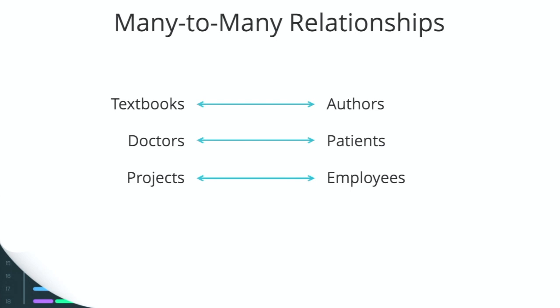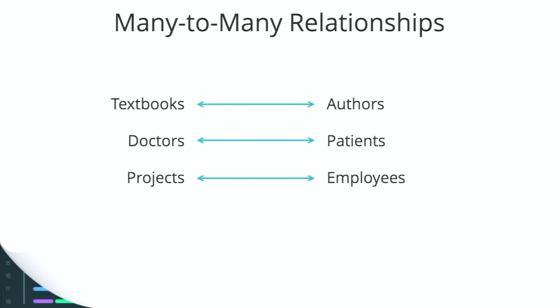Each one of those authors has probably written for multiple textbooks. Another example could be doctors and patients. Each doctor is going to have a lot of patients they attend to, and each patient may have multiple doctors, because they could have a skincare specialist and a cardiologist, whatever. And then finally, like the example I showed earlier, there could be projects and workers.